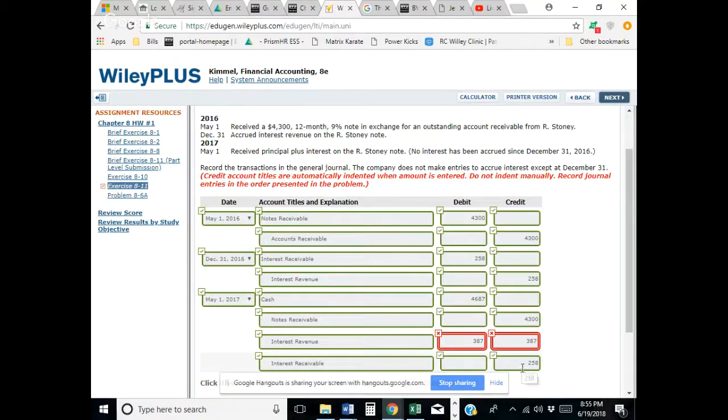Let me go through this last one again so you understand. You want to debit cash for $4,687. You want to credit notes receivable for $4,300. You want to credit interest revenue for $387. You want to credit interest receivable for $258. I'm going to stop sharing my screen now.